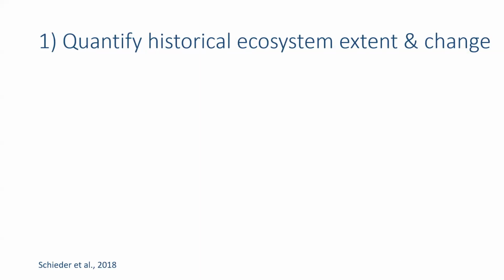So this first one, using historical maps to quantify historical ecosystem extent and change. For this example, I'm going to be providing figures from Sheeter et al. I have the citation at the bottom of the screen, and the full citation will be on a references slide at the very end of the presentation.